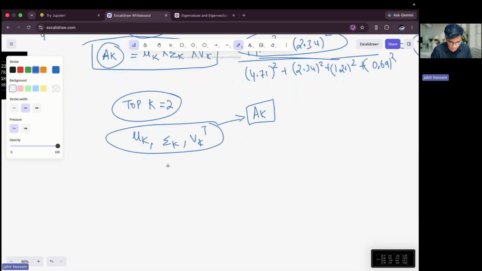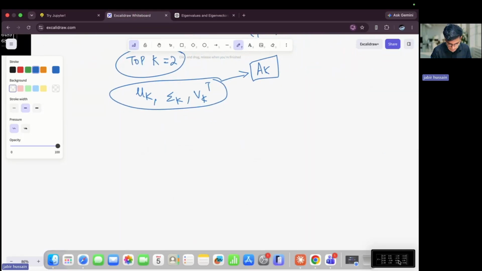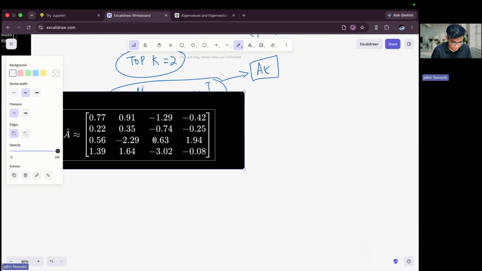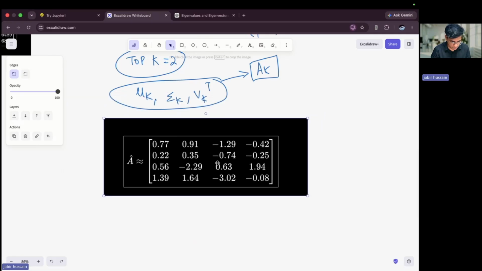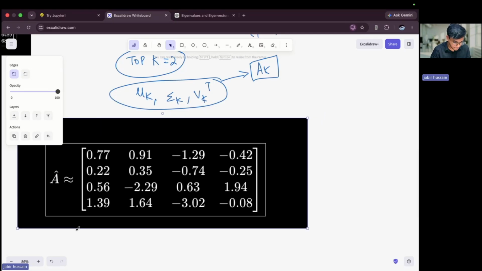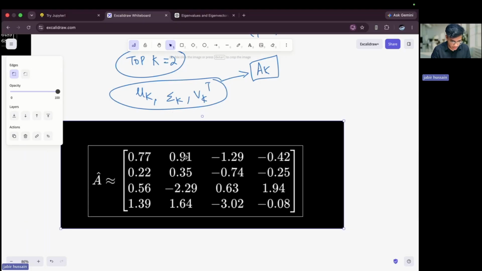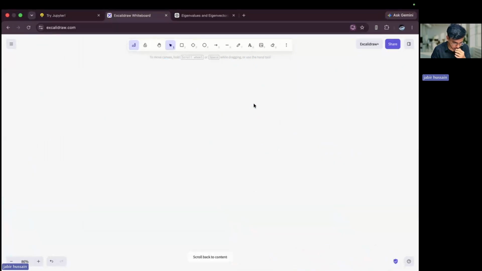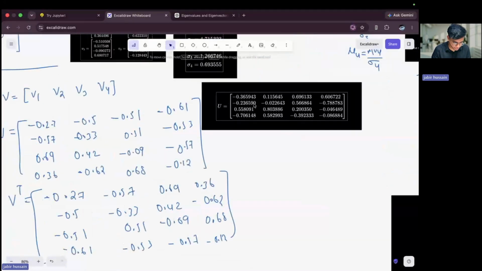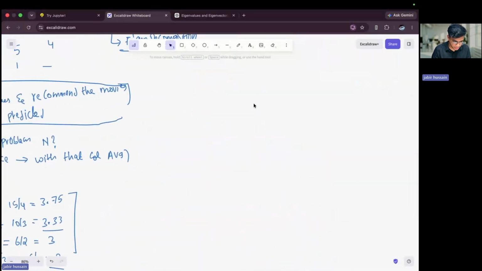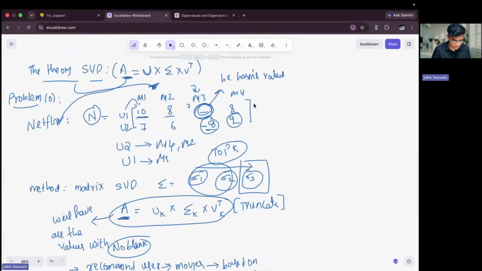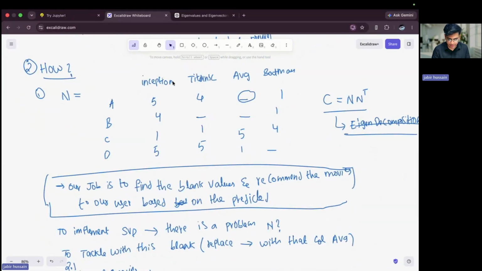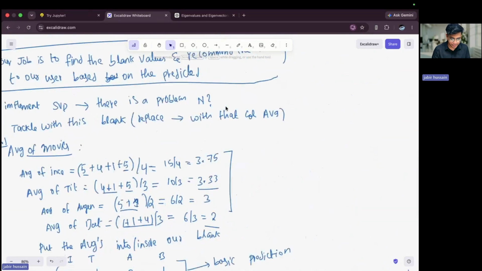Okay, let me put it here. So for the given matrix, right? Okay, so what was our original matrix? Our original matrix was, where is it? Let me go a bit up. Yep, this was our original matrix. Now we got the predicted matrix.